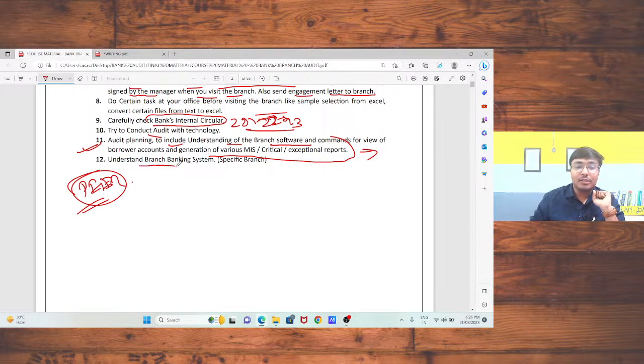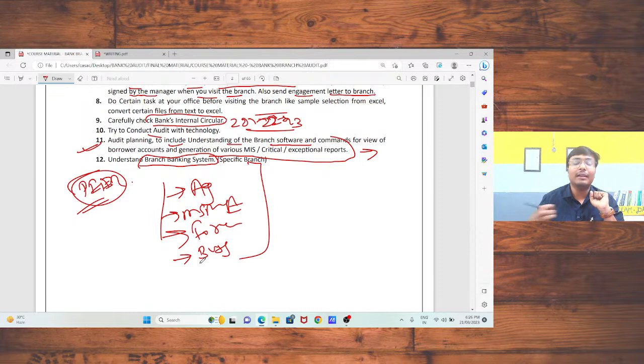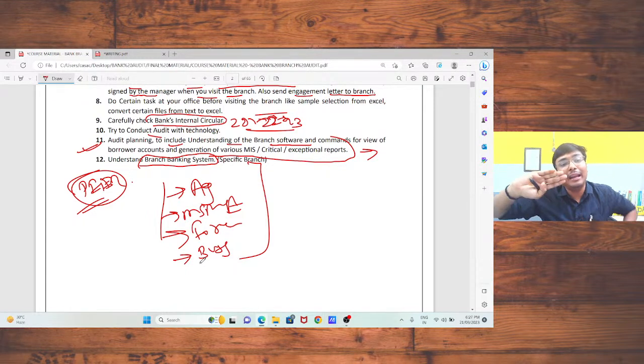Understand the bank branch system, the branch banking system: your branch is an agriculture branch, or an MSME branch, or a forex branch, or a business branch. What is the nature of that branch? You should understand the same, because on that basis you can start the audit, ask the queries, generate the reports, and prepare your report. Okay, so these are the requirements.